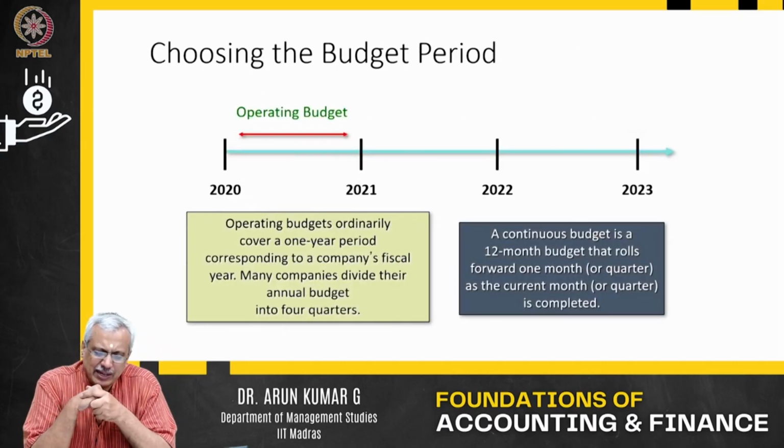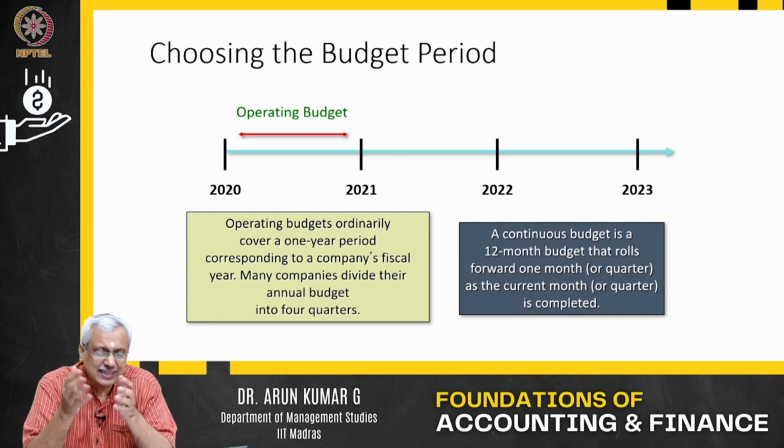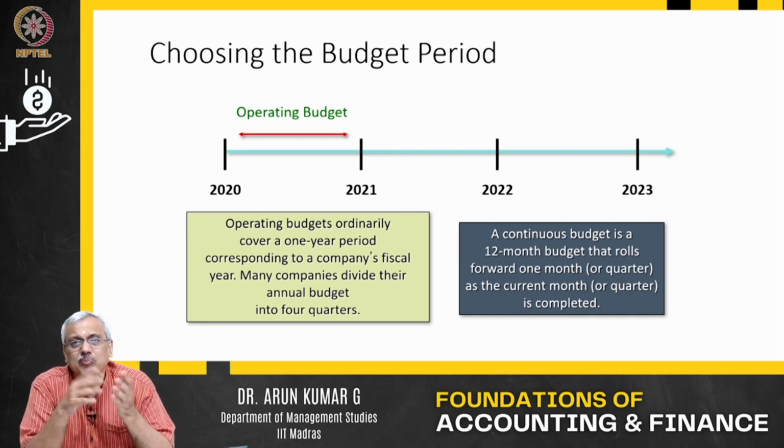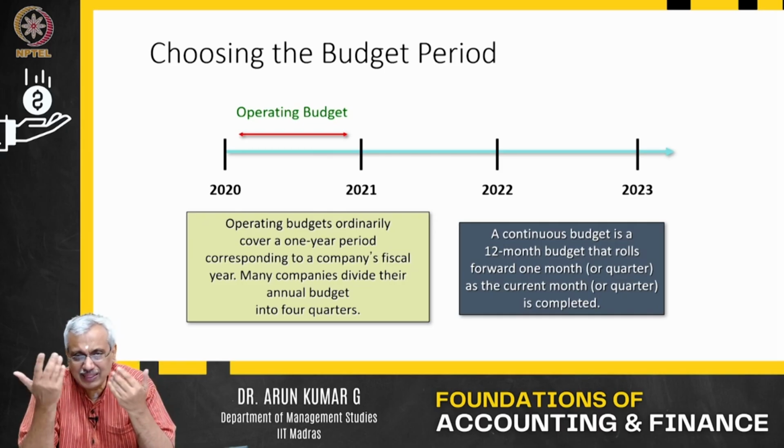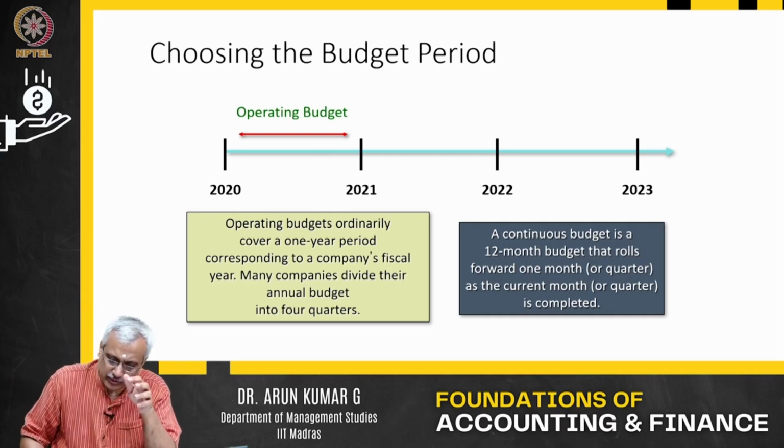When we choose a budget period, as I said, it is a continuous budget, a 12-month budget that rolls forward 1 month or 1 quarter as the current month or quarter is complete. It rolls over, it keeps adding. An operating budget normally covers 1 period, and they divide their annual budget into multiple quarters, 4 quarters, or monthly, depending on the organization's policy. It can be quarter, it can be month, and so on and so forth.